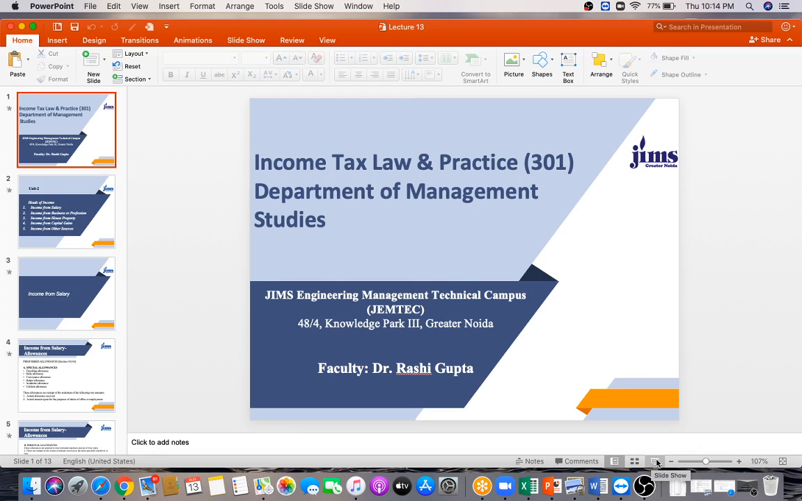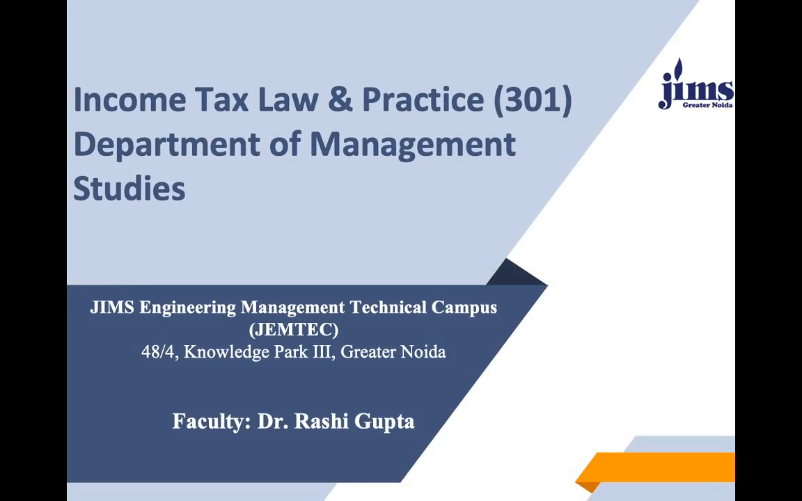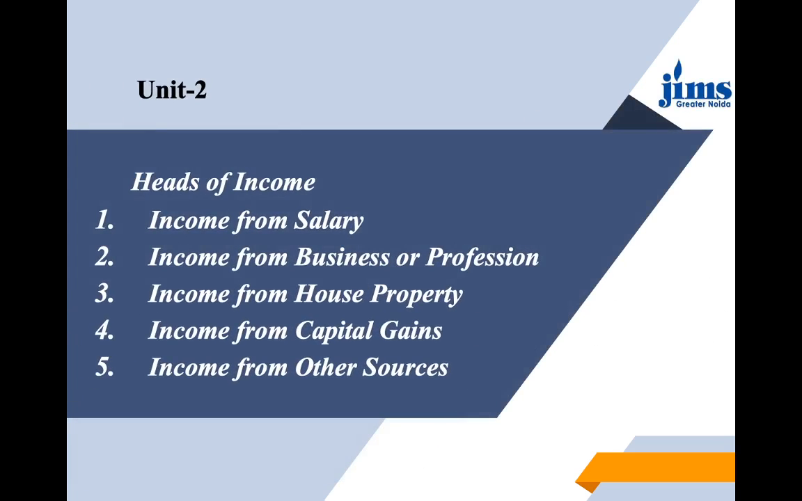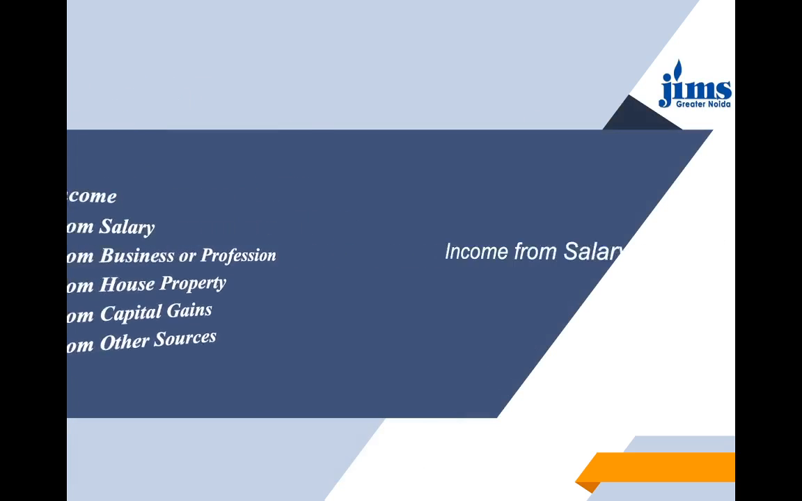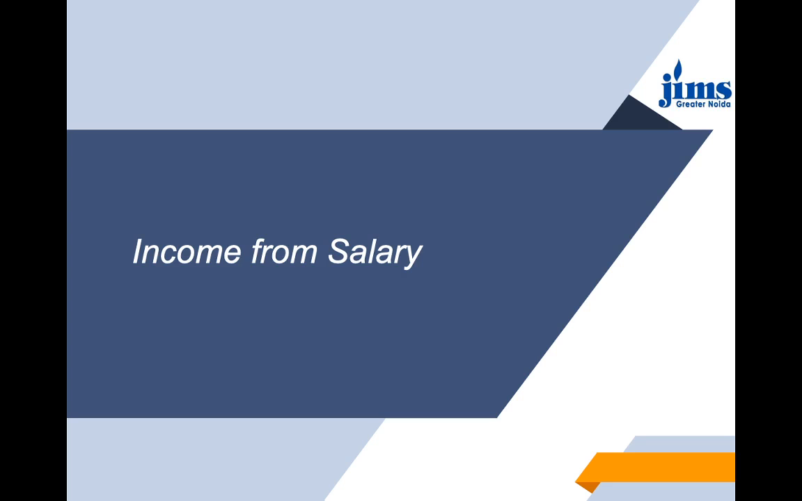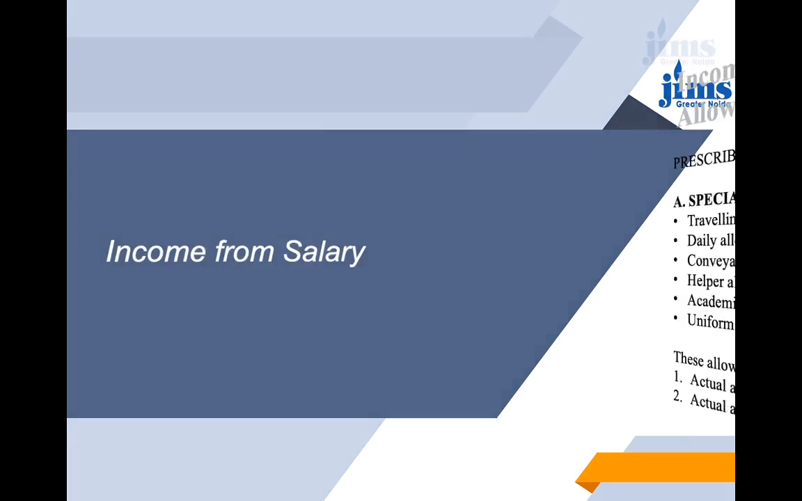Let's continue with the chapter, unit 2, that we started in the previous video lecture. We are studying the heads of income, of which we are studying the first, that is income from salary. Under this, we tried to understand the meaning of the term salary, the basis of charge, the rules which govern salary, then further the additional incentives received by the employees, like allowances and perquisites. We started with allowances and studied the details of HRA.